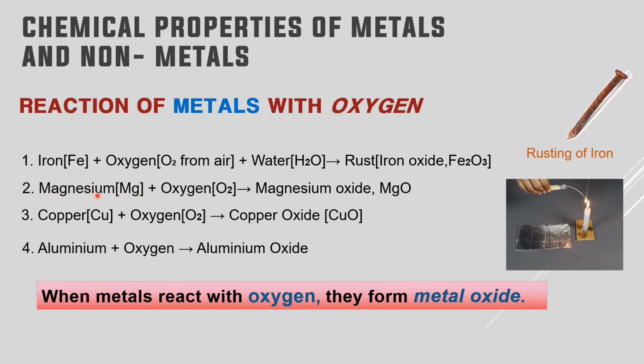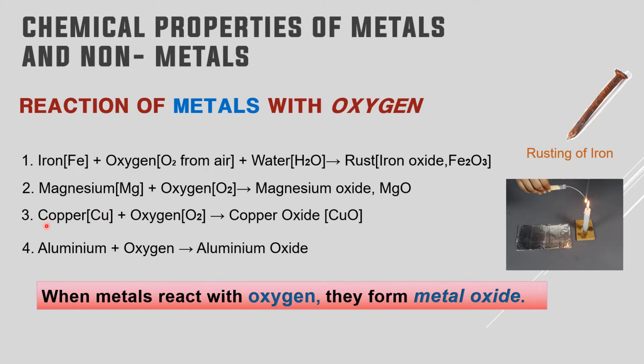Okay, magnesium, Mg, plus oxygen, O2, gives the product, magnesium oxide, MgO. So in the first reaction we had iron oxide, and in the second reaction magnesium oxide. In both cases, oxide. In the picture you can see the magnesium burned in oxygen.